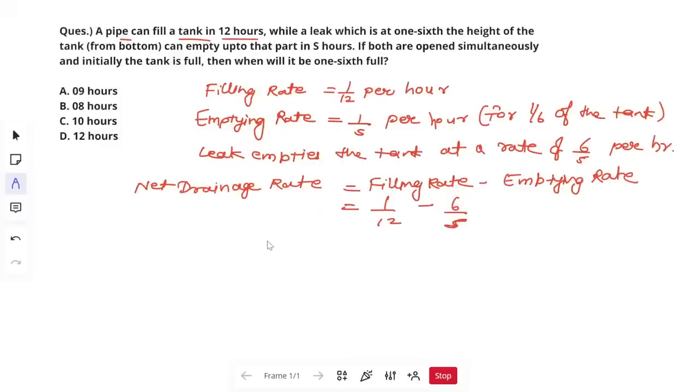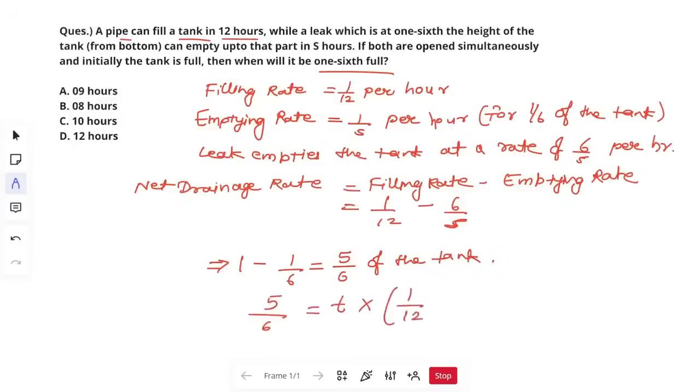Now what we have to find is the time to reach 1/6 full, because that is the only thing we have to find. The tank starts full and must reach 1/6 full, right? So the amount of water to be lost is 1 minus 1/6, which is going to be 5/6 of the tank. This much amount needs to be lost, which is 5/6 equals T into (1/12 minus 6/S), which is our net drainage rate.